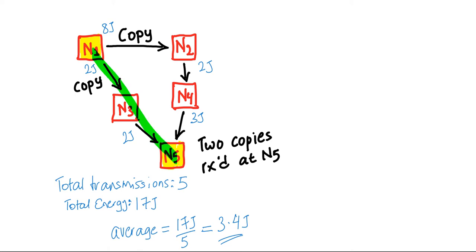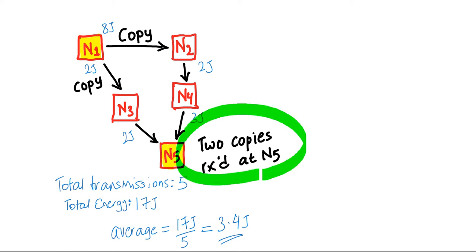So what we could do is transmit a copy of that message via N3 to N5 and another copy of that message via N2 through N4 to N5. That way, we've introduced a level of diversity by sending a copy in each one of the directions that N1 has some kind of collaboration, where it has a collaboration with N2 and a collaboration with N3. So what we end up with are two copies of the same message being received at N5.